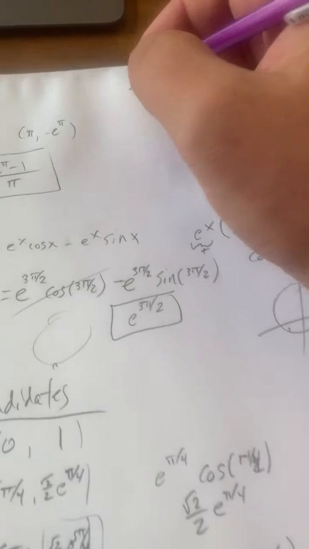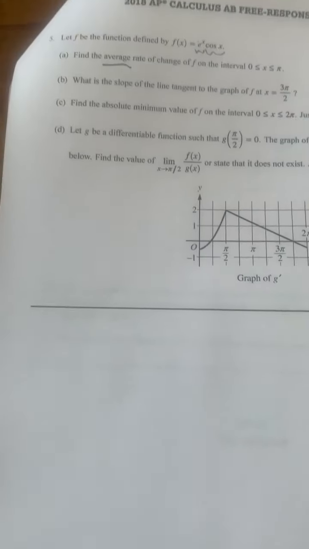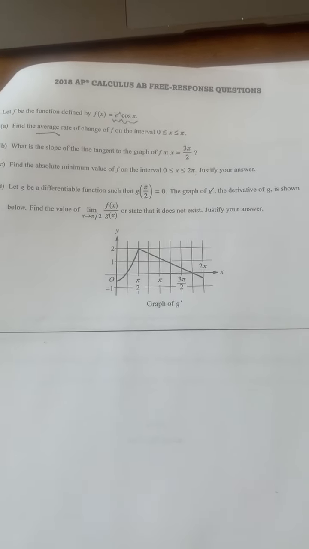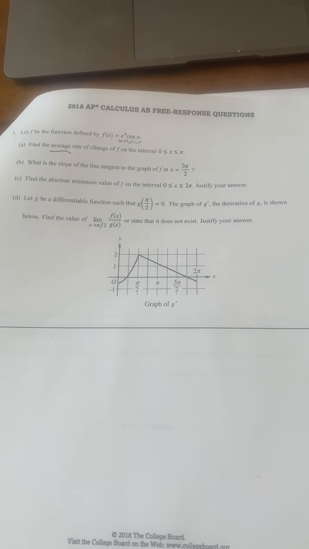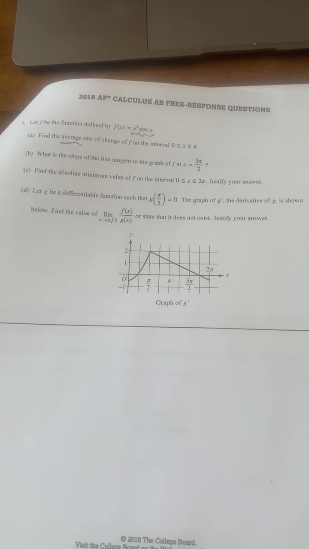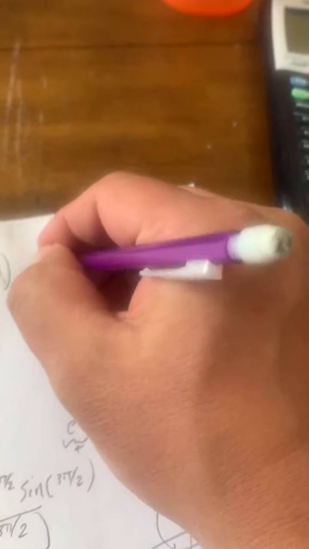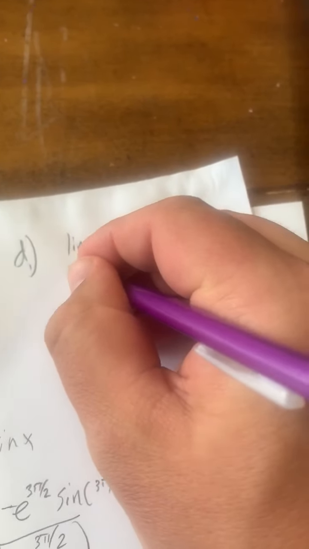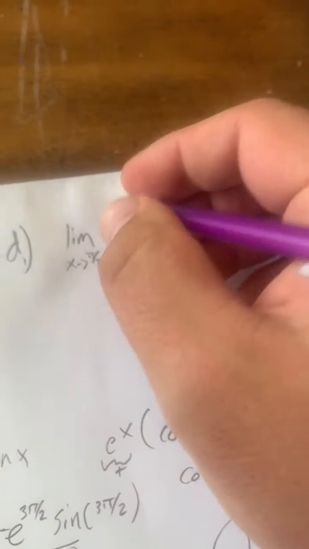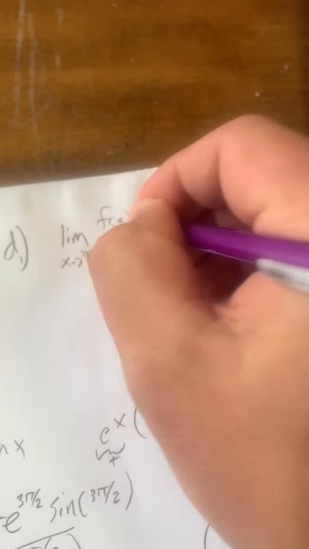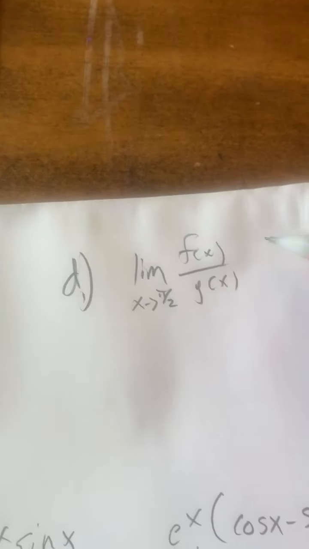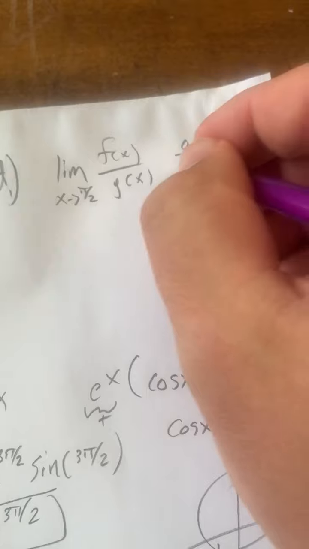Simple enough justification. D says, let g be a differentiable function. We got g of pi over 2 equals 0. The graph of g prime, the derivative, is shown here, and it says find this limit. Pretty much a guarantee if there's a limit in an FRQ that it's going to require L'Hopital's rule. So first I plug a pi over 2 into each of these, and I get 0 over 0.